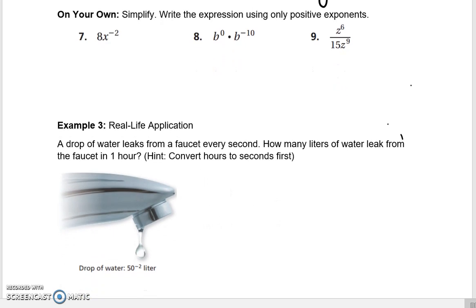You have some on your own. Go ahead and hit pause. Try these 3. When you're ready, hit play. Check your answers.